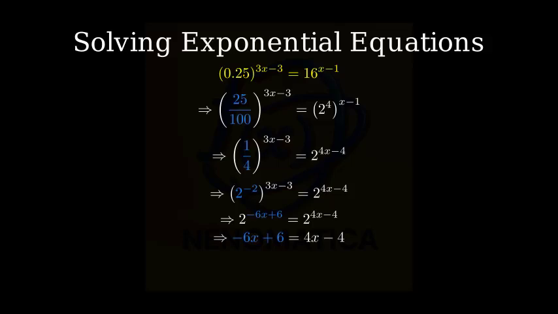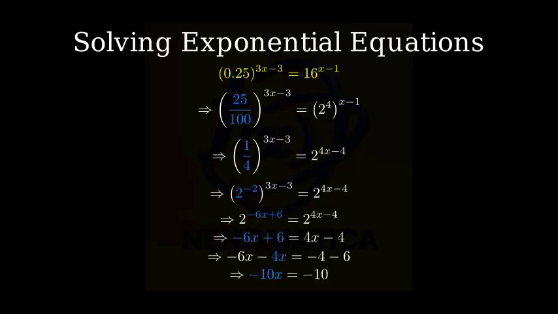So negative 6x plus 6 equals 4x minus 4. Let's rearrange this equation to solve for x. We'll move all terms with x to the left side and all constants to the right side. Subtracting 4x from both sides gives us negative 6x minus 4x equals negative 4 minus 6.